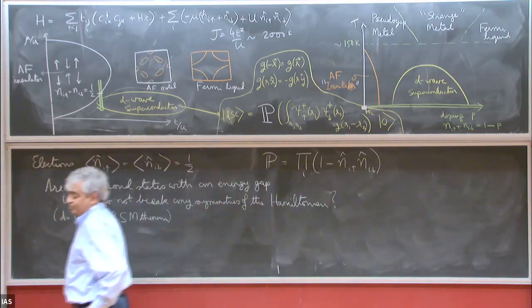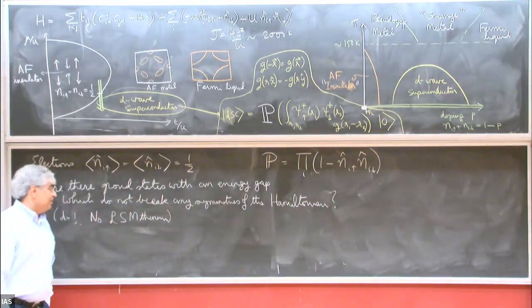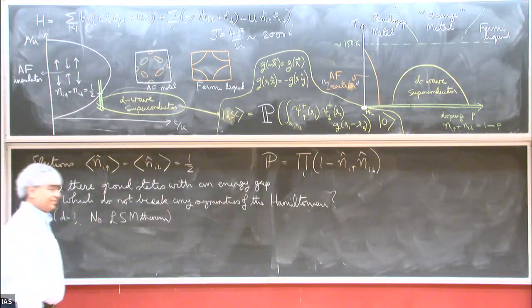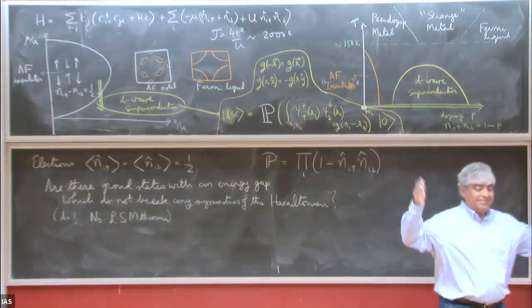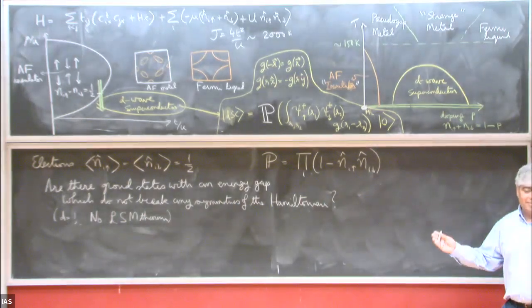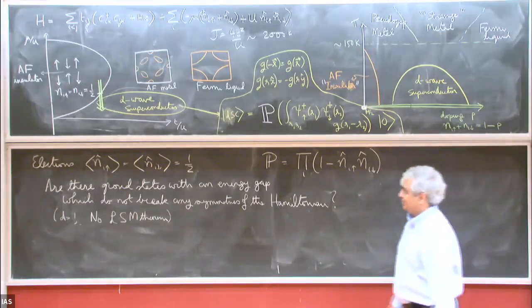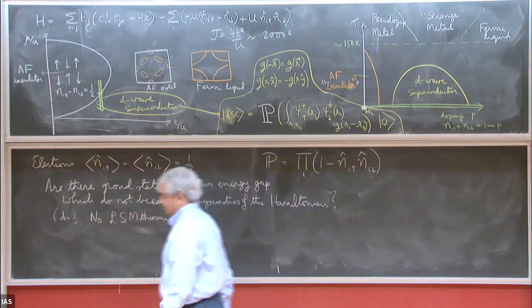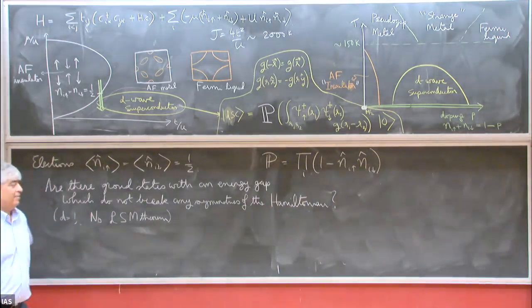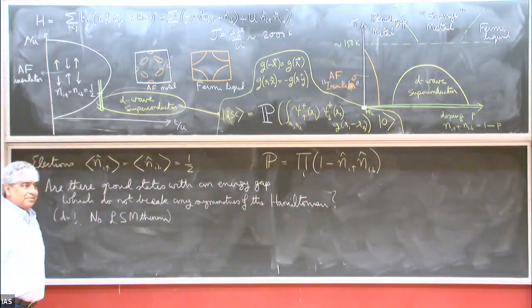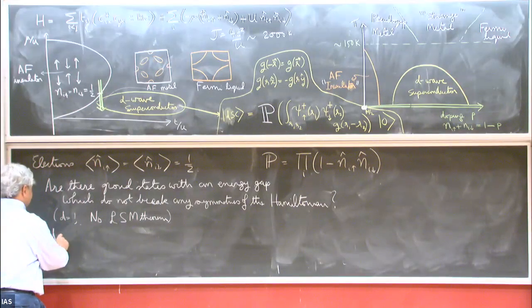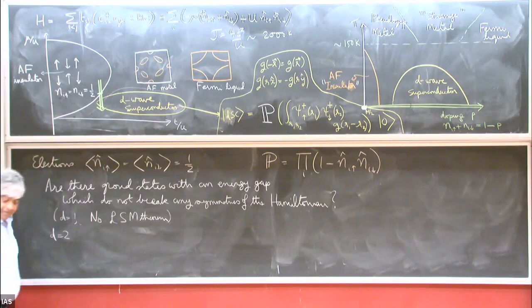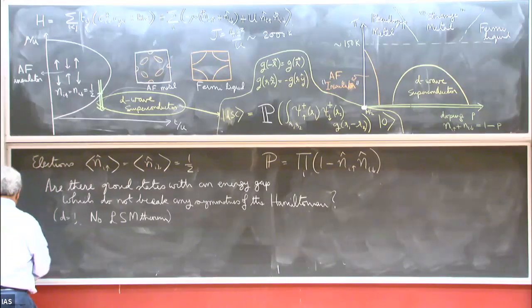But the answer in D equals 2, which is what I'm going to focus on, is yes. There were a few states discovered. Now we know almost an infinite library of them. There's a huge, rich possibility of ground states at half filling, which have an energy gap to all excitations, with no symmetries broken. So in D equals 2, there was a, well, before I get there, let me also ask a corresponding question for bosons.